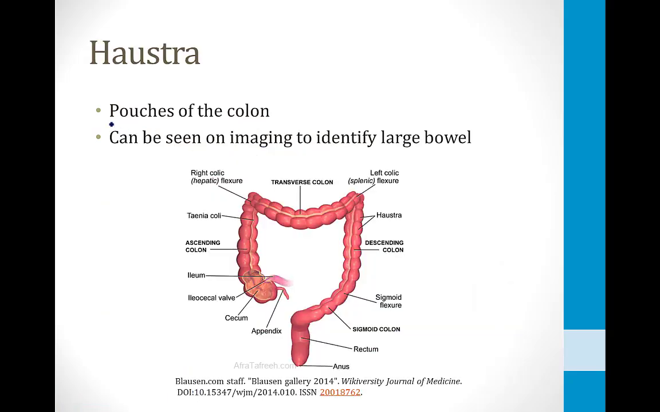The colon is divided up into pouches called haustra. If you look at this picture, each one of these pouches here is a haustra. You can sometimes see these on imaging. It can help you to identify the large bowel. And when you do surgical rotations as a medical student, hopefully you will be able to handle the large bowel. And when you do, you will easily be able to identify the presence of the haustra.